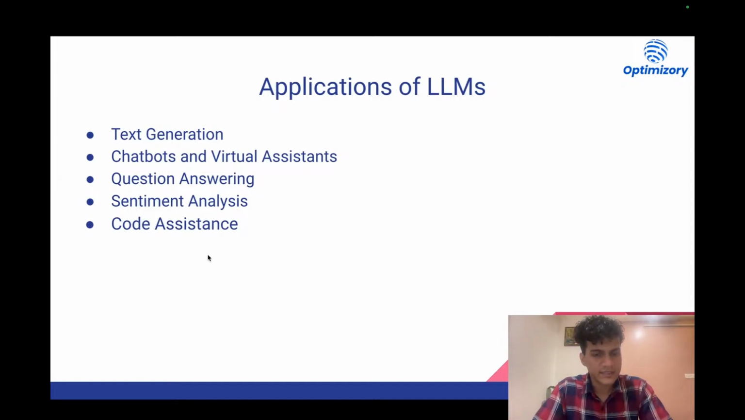Then code assistance. As you know, you can use ChatGPT to help with your code. And in VS Code, you can find multiple extensions to help you with code assistance, which recommend what the next code should be, and all the possible scenarios you should consider while writing your code.